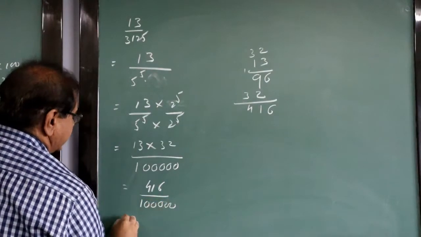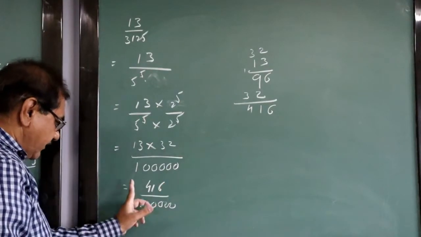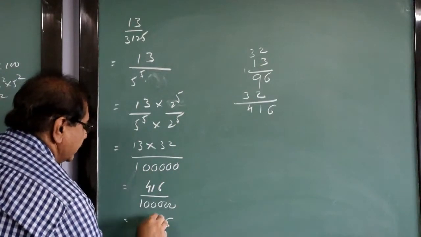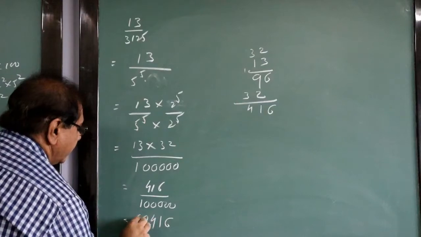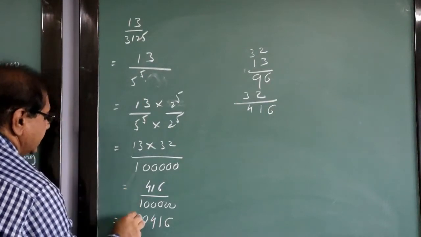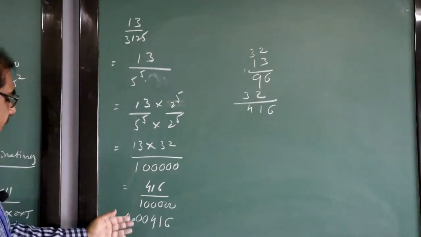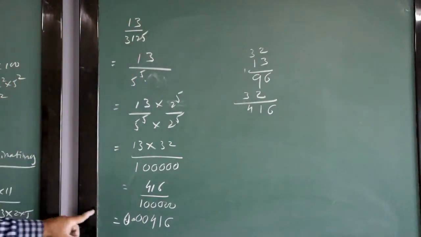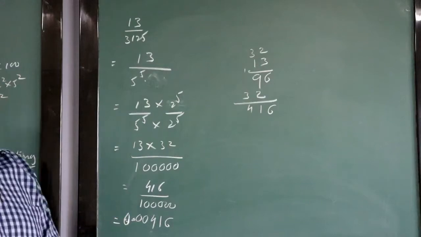1 lakh. So 5 zeros are there. So after the decimal point I need 5 places. So it is 1, 2, 3, 4, 5 and point. So this is how you can write the decimal expansion of the given fraction if it is having a terminating decimal expansion. Okay?